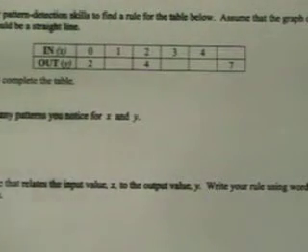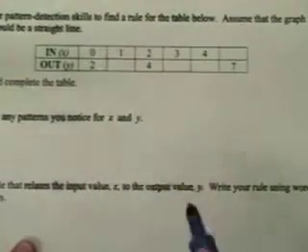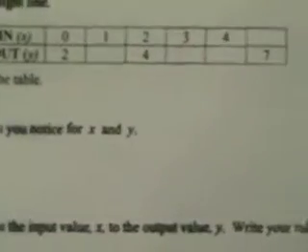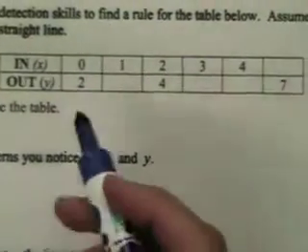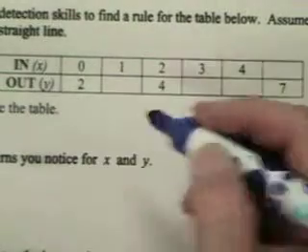As soon as we get out of the woods on that. Okay, now we're going to use your pattern detection skills to find the rule for the table below. Assume that the graph of the rule should be a straight line. So we're gonna do this like we did the previous one, and when we do that, I'm going to show you how we're going to do that. Remember, we're going to need to basically find a rule.